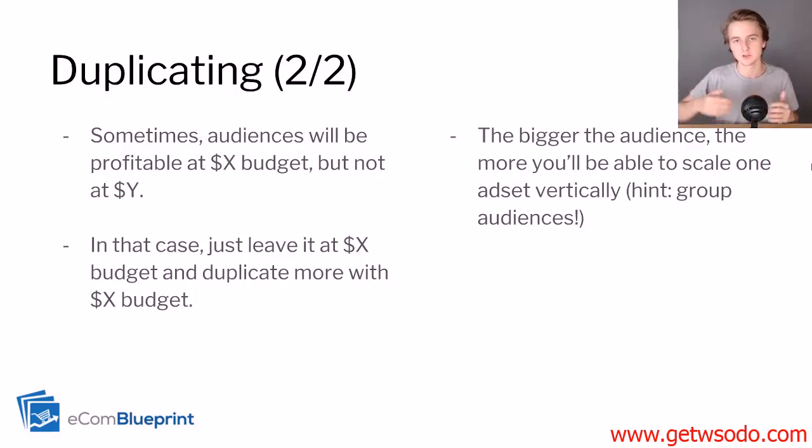And one thing you can do is duplicate that audience a bunch of times and leave it at $50. And so you can scale horizontally that way instead of trying to scale vertically. Because sometimes, it just won't work if the budget's too high and you won't be able to vertically scale the ad set. So, if it's not working, then just don't force it and just scale horizontally instead.